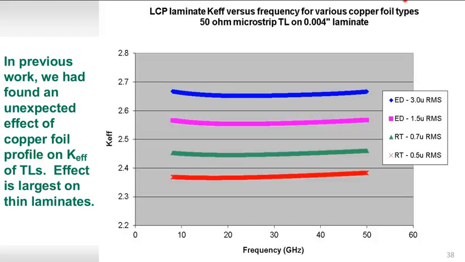So now, in previous work, we'd found an unexpected effect of the copper foil profile on the effective dielectric constant of transmission lines in microstrip, with the effect being largest on thin laminates. The data here is the K effective of the microstrip as a function of frequency, all on 4 mil LCP laminate, just with copper foil roughness varying from 0.5 micron RMS to 3 micron RMS. So the only thing that's different here is the roughness of the copper foil, and you can see that there's a substantial increase, about 15% in the K effective value.